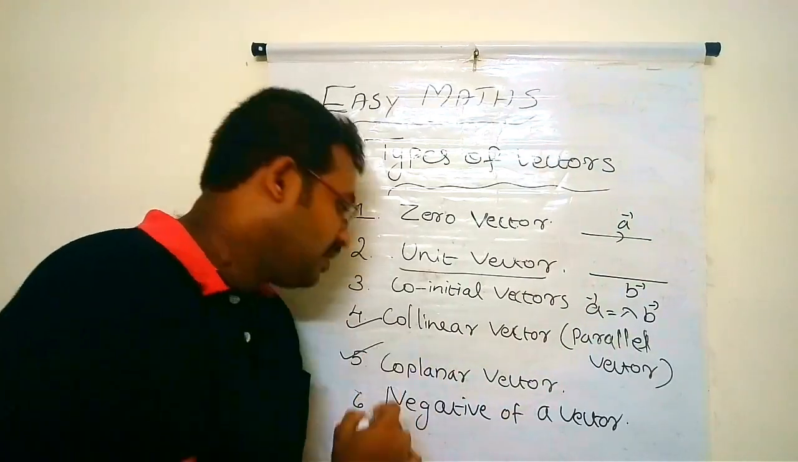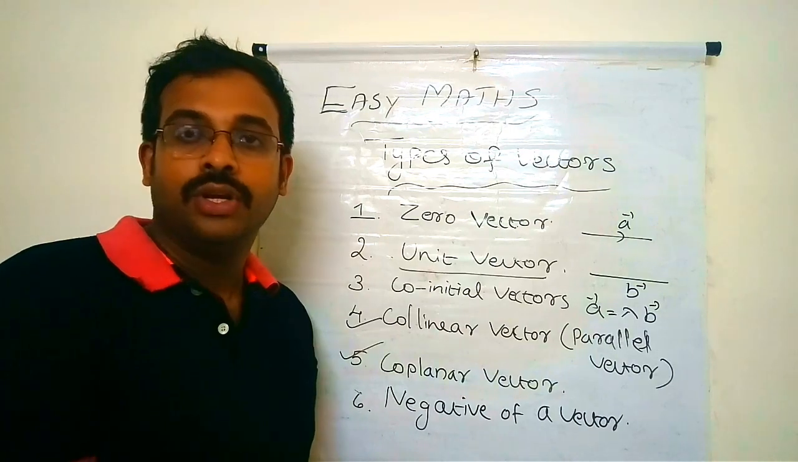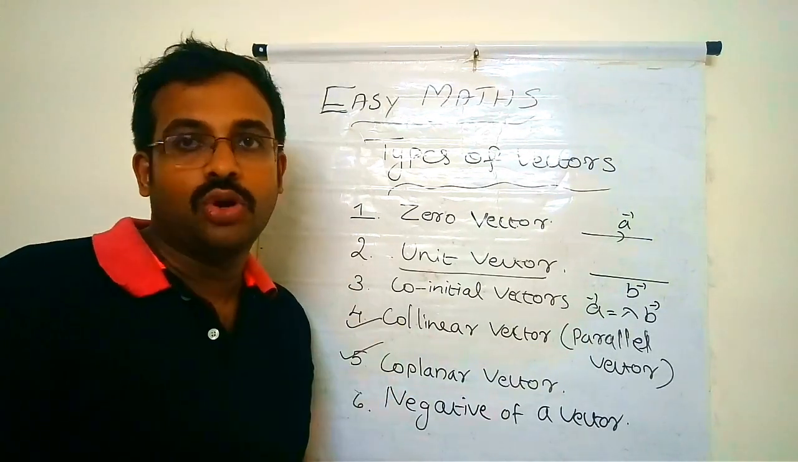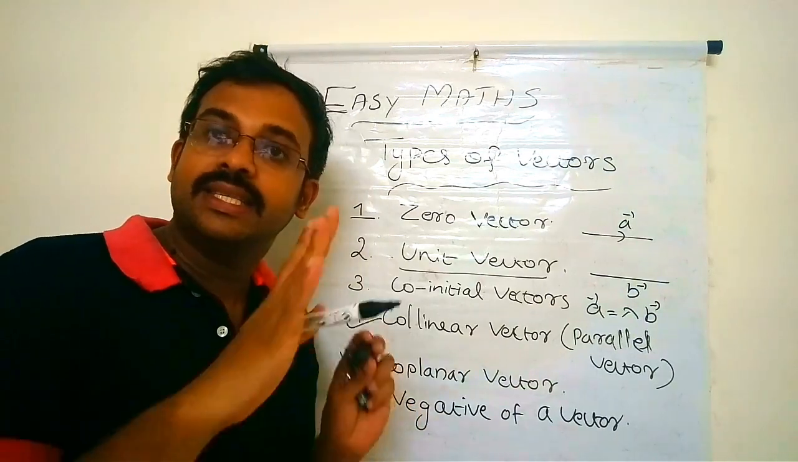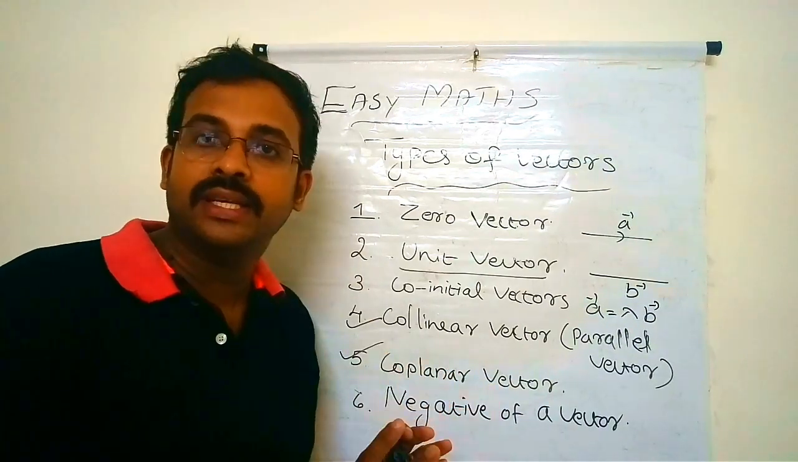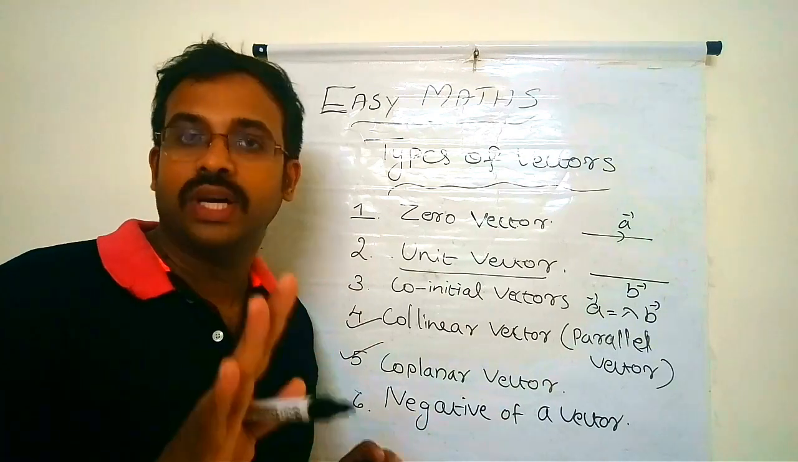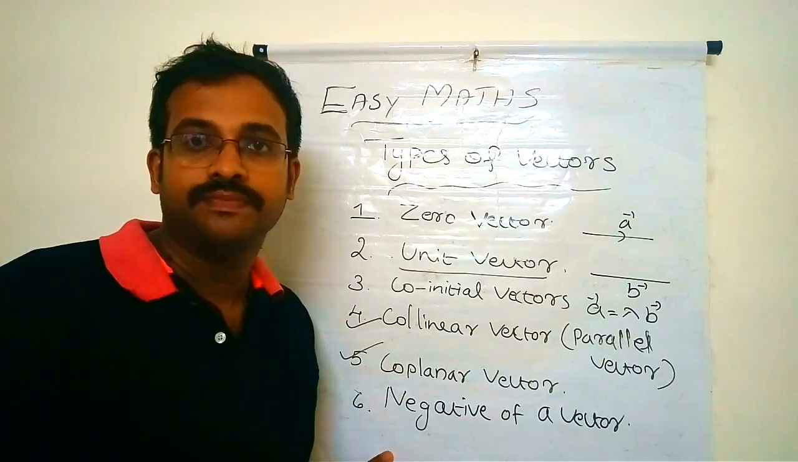Then next one is coplanar. When can we say two vectors are coplanar? If the two vectors lie in the same plane, then we say the two vectors are coplanar.